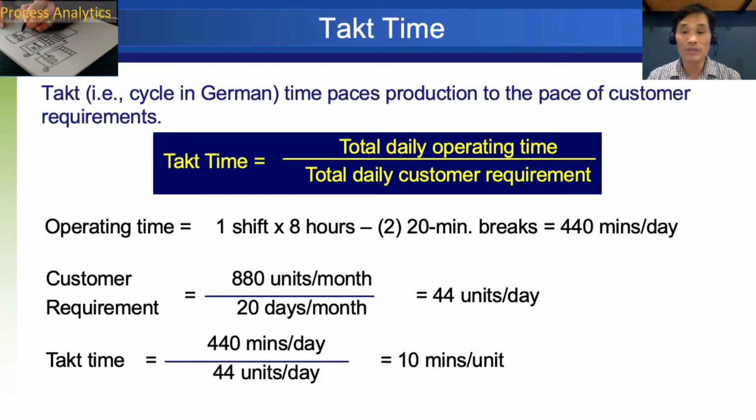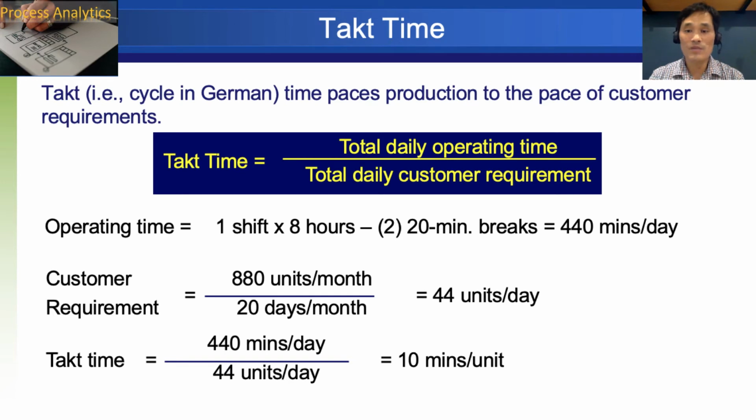It can be derived by dividing total daily operating time by total daily customer requirement. Say a company has an 8-hour shift and two 20-minute breaks, then the operating time is 440 minutes per day. Customer requirement is the demand of a product or a service per day. It can be calculated, for example, by dividing total demand per month by total working days per month. In this example, 880 divided by 20 yields 44 units per day. Give or take, this company needs to produce 44 products per day in order to keep up with the demand.